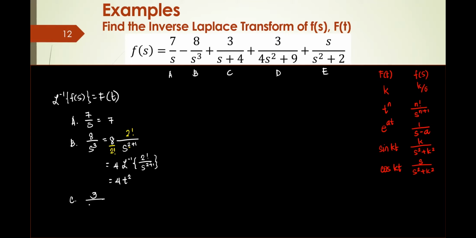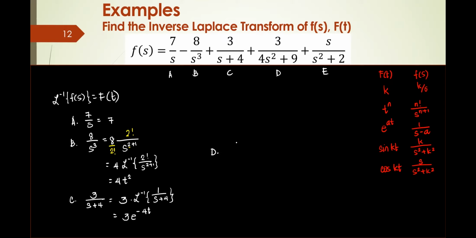3 over s plus 4. We don't need the 3. Let's bring it out. So the inverse Laplace of 1 over s plus 4. Let's look at the table on the right. What does it look like? Isn't it the third number? The third line? So what will it be? E raised to negative 4t, right?